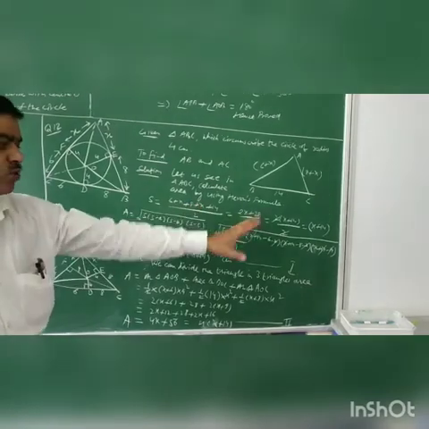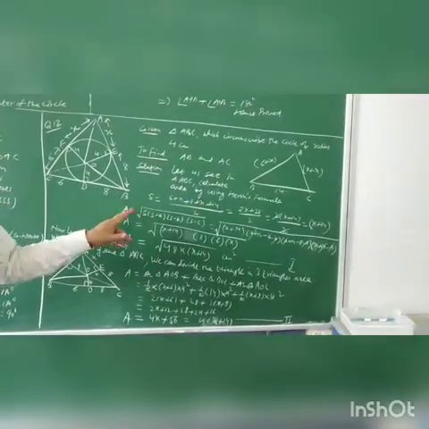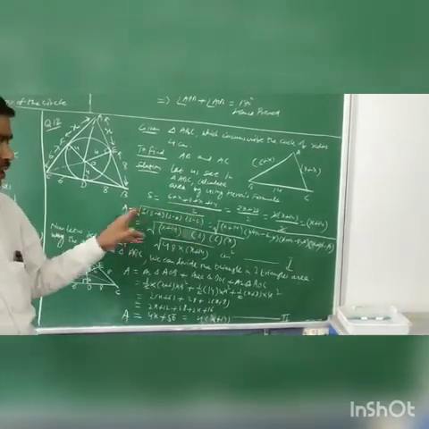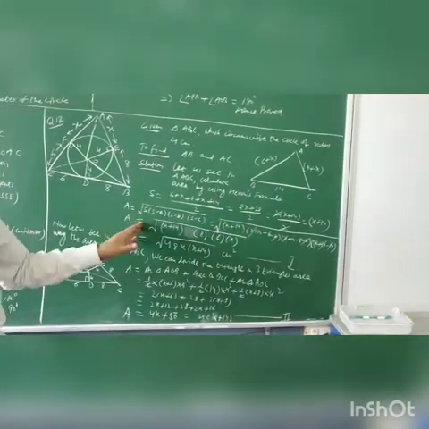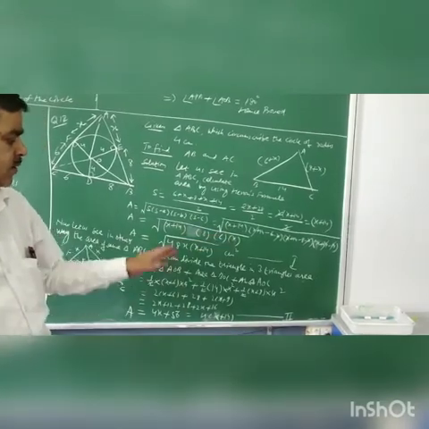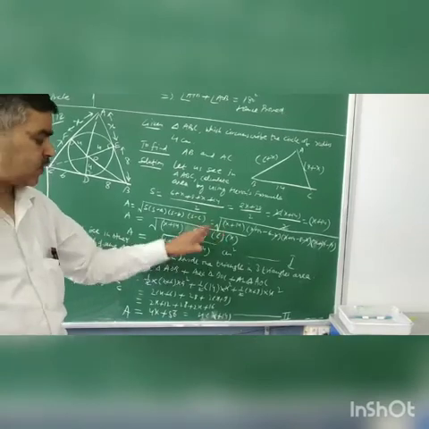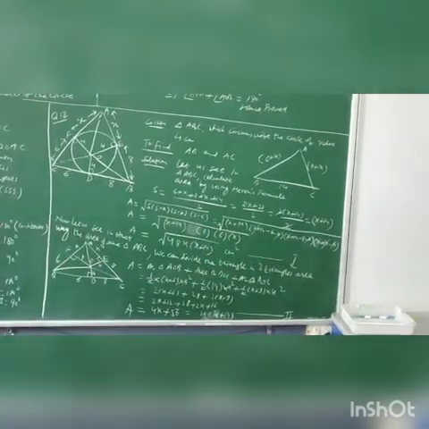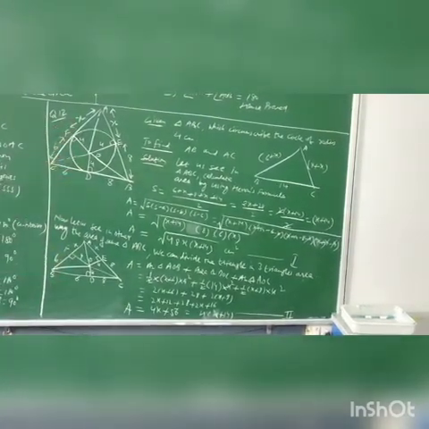You know the procedure, and then use the formula: area is equal to the root of S into S minus A, S minus B, S minus C. Put the values, do the calculations, and you will reach A is equal to the root of X plus 14 into 8 into 6 into X, and finally 48X into X plus 14, whole under the root. Mark that as number 1.